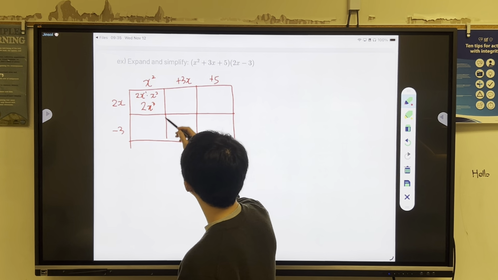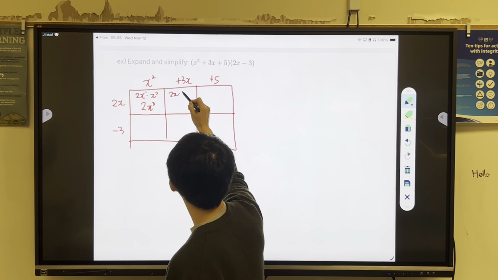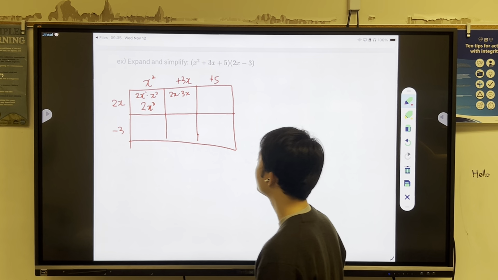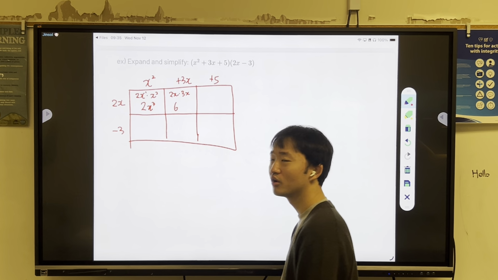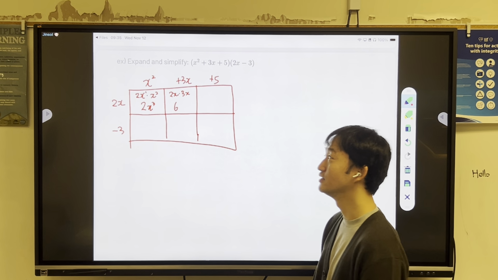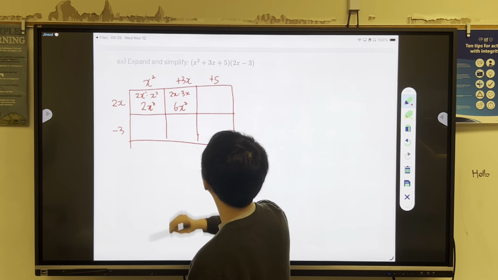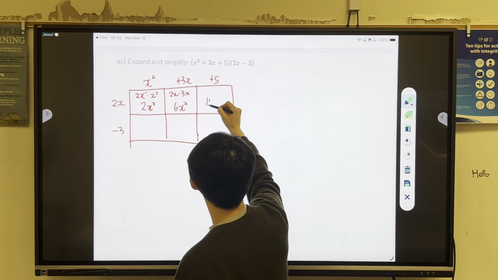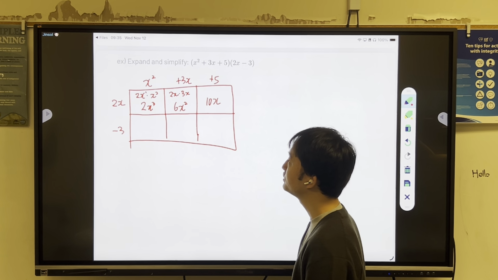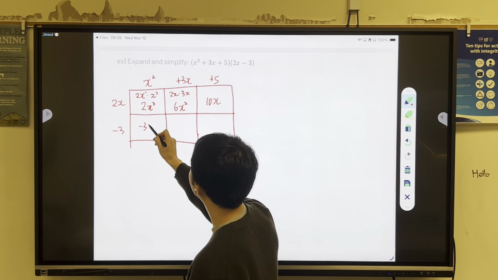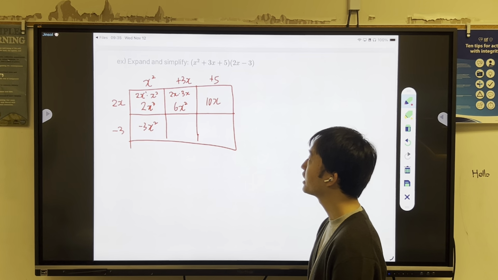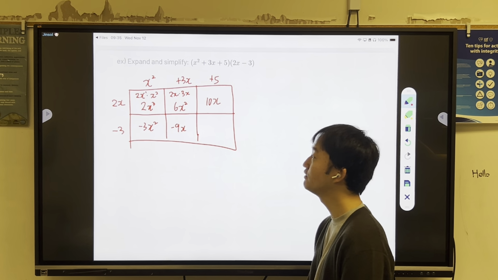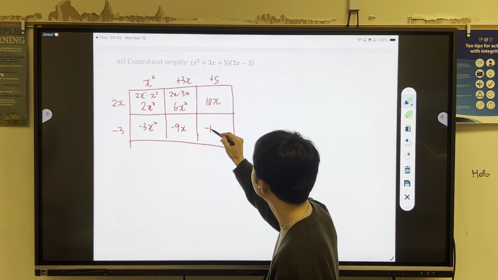Let's try one more time. 2x times positive 3x. So we multiply the coefficients together. 2 times 3 is 6. What about x times x? Well, x times x is x squared. And I can continue on this process. 2x times 5, that's 10x. Negative 3 times x squared, that's negative 3x squared. Negative 3 times 3x, that's negative 9x. Finally, negative 3 times 5, that's negative 15.